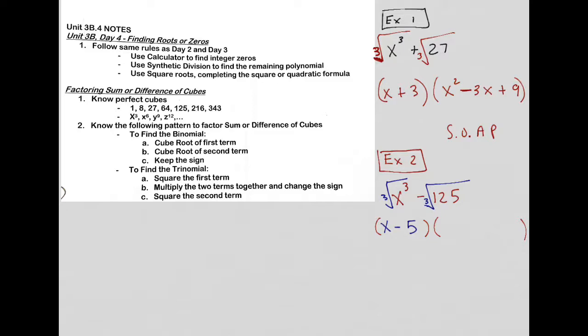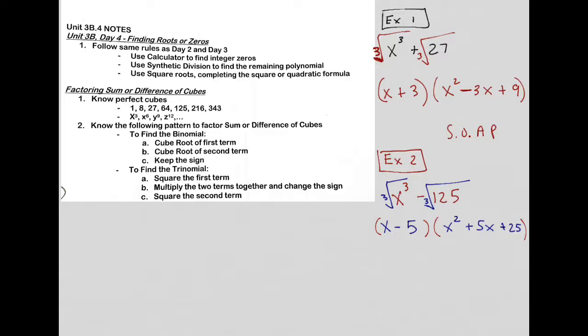All right, so how do we get the terms for the trinomial? First, square that. So that gives us x squared. We're going to keep the same sign. Then what do we do? We multiply the two terms together. That'll give us a negative 5x. But remember, you changed the sign, so it's going to be a positive 5x. And then the last term is to square this, and it's always positive. So that should be plus 25.